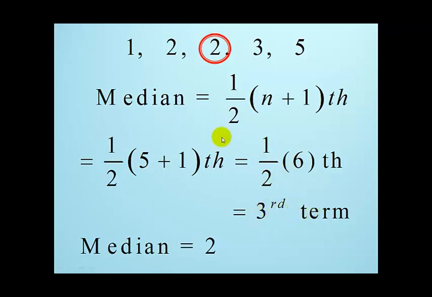Now when we count, let's count till we get to the third item. So we have 1, 2, 3. And the third item is 2. That means that the median is 2.